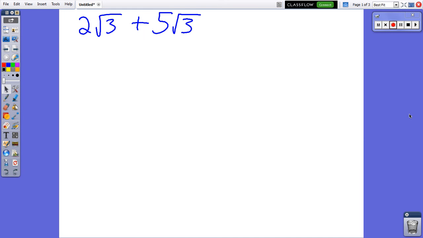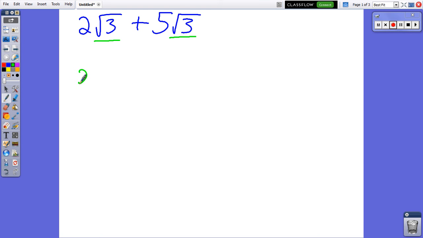To add or subtract radicals, a good way to think about it is it's exactly like combining like terms. So we can only add together radicals that have the exact same radical part. By that I mean, you can see the square root of 3 here and the square root of 3 here. Think of those like x's or y's or some variable.